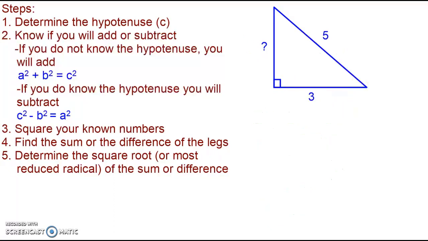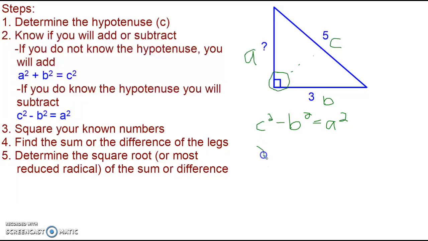All right, let's try this again with another example. Here, the first thing we need to do is determine the hypotenuse. It is across from that 90-degree angle. In this case, we do know the hypotenuse, that's C, is 5. So because we do know the hypotenuse, we are going to be subtracting. The leg we do not know is going to be A, and the leg that we do know that is not the hypotenuse is going to be B. We're going to write down C squared minus B squared is equal to A squared, and we're just going to plug in values here.